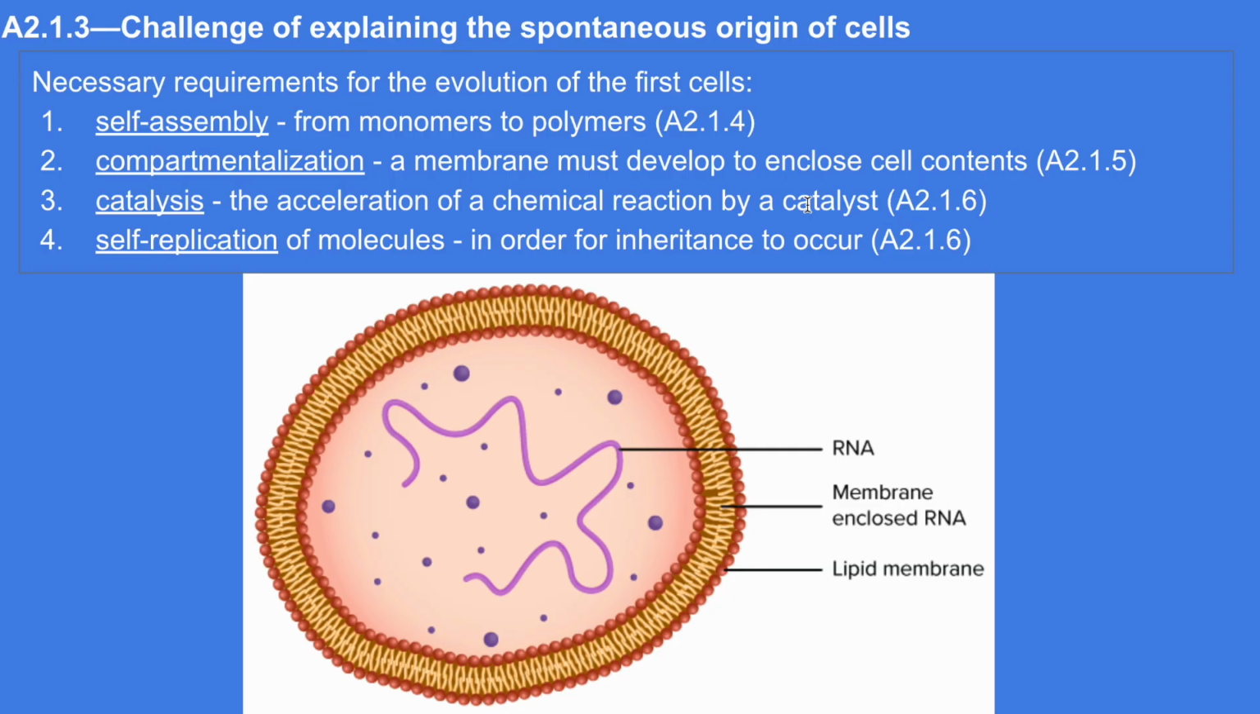how enzymes are proteins that act as catalysts that speed up chemical reactions, and without them, those reactions would not occur fast enough to support life. And lastly, we would need to overcome the challenge of how can we self-replicate. A cell has to be able to replicate in order for inheritance to occur.